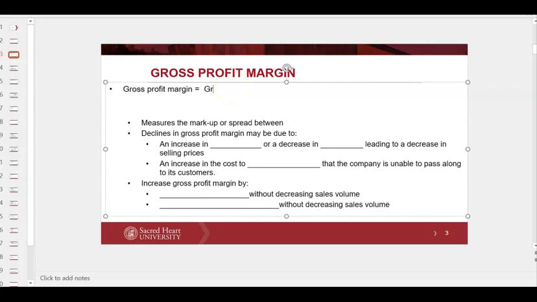Gross profit margin is equal to gross profit, of course. Gross profit is equal to sales minus cost of goods sold. Gross profit as a percentage of sales. Gross profit margin measures the markup or the spread between the cost to make or buy a company's products and the selling price of those products.